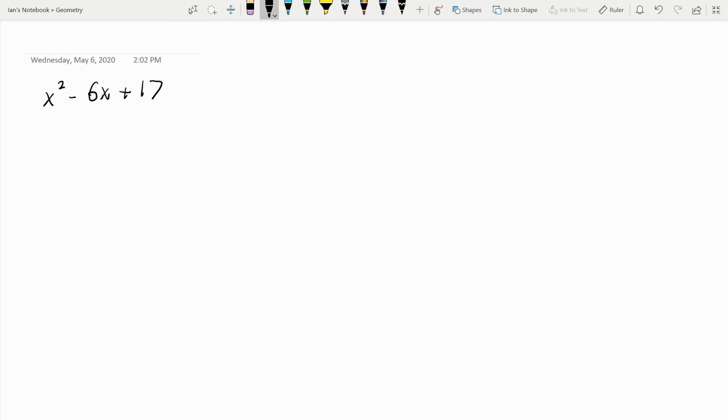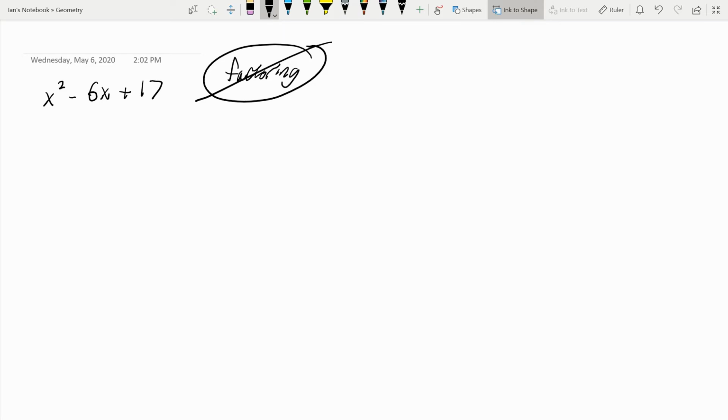So, what we're going to do here, can this factor? No, this won't factor nicely. Nothing that multiplies to 17 is going to add to 6. So factoring is out. Can't do it. Alright, so now let's look at completing the square. Let's try completing the square.